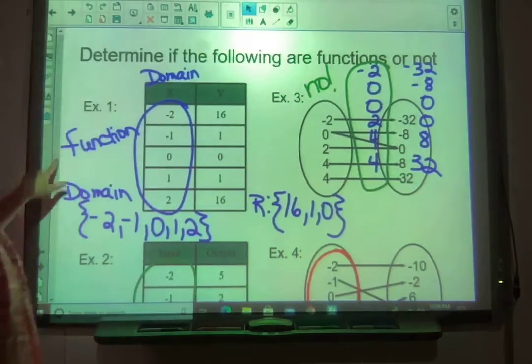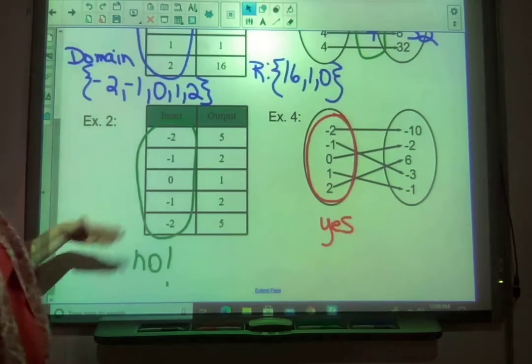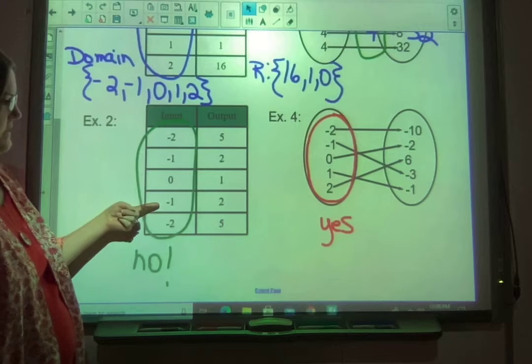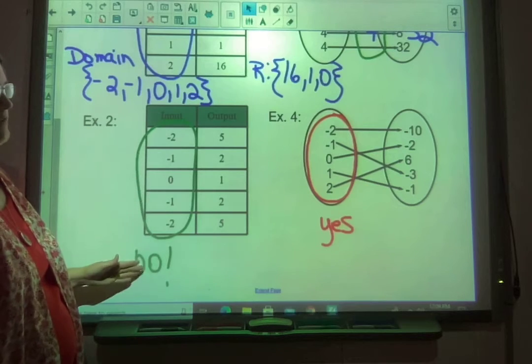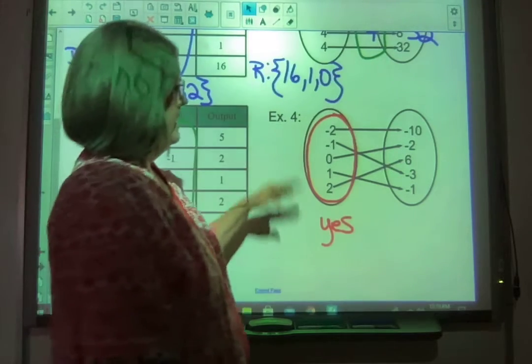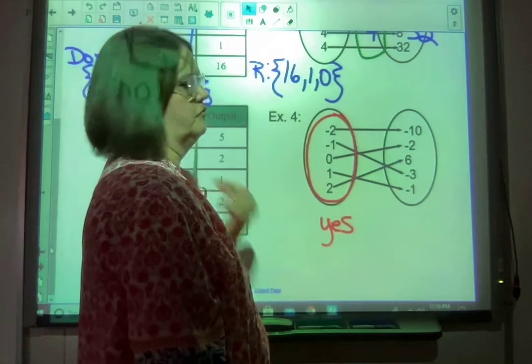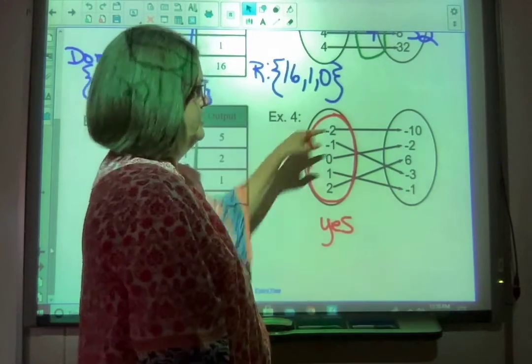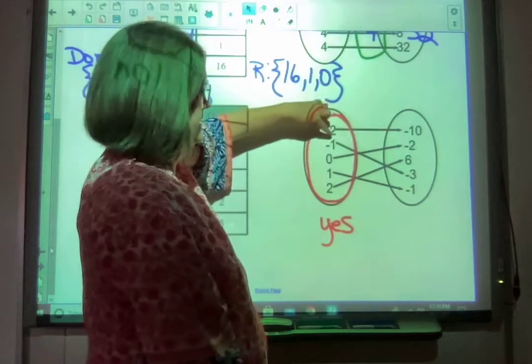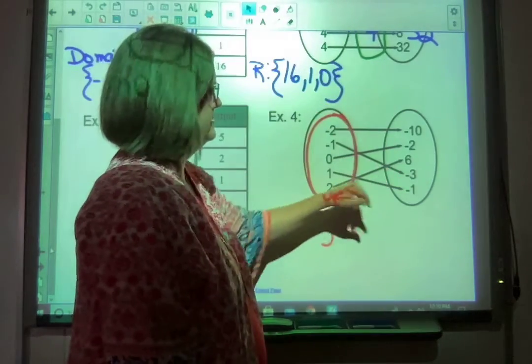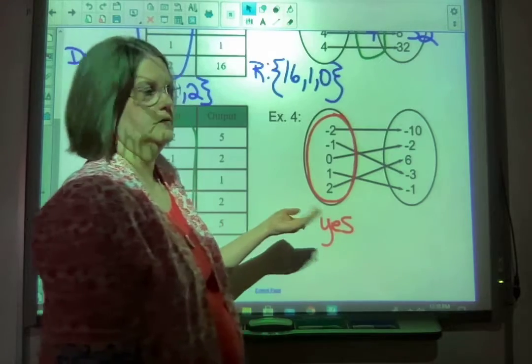Now let's move on to this one. You see that -2 repeats, -1 repeats. This is not a function. You come over here. Now look, all these arrows can be confusing, but just look to see if there's more than one arrow from each number. There's not. That's going to one place. That's going to one. Each one of them is only going one place. This is a function.